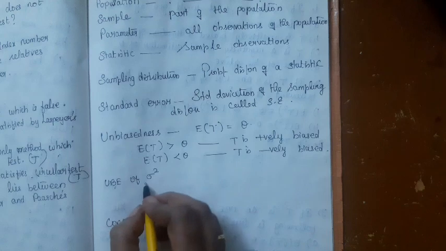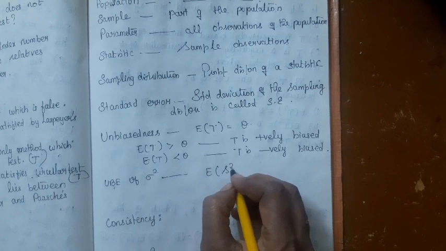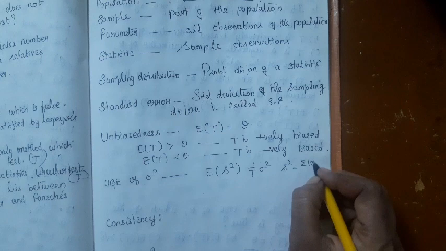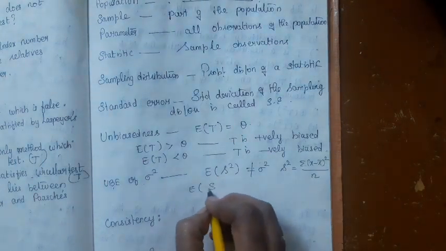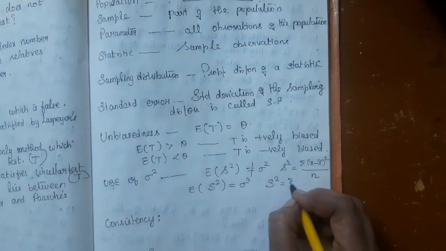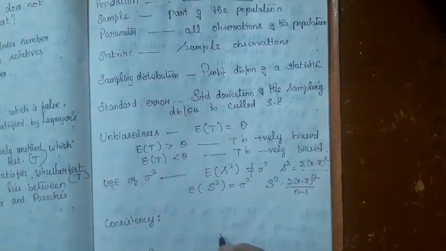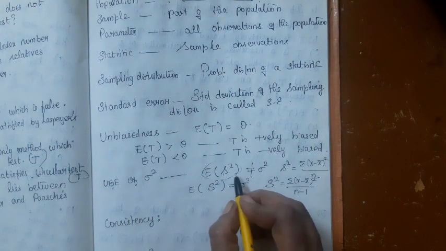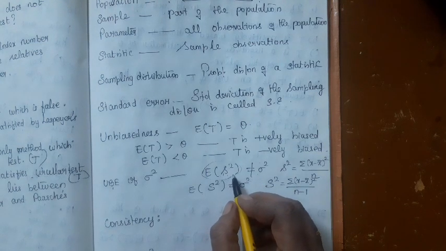And the unbiased estimator of sigma square. We know expectation of s square is not equal to sigma square, where s square is summation x minus x bar the whole square divided by n. But expectation of capital S square is equal to sigma square, where capital S square is the sample variance, summation x minus x bar the whole square by n minus 1. But the small s square is also asymptotically unbiased. It is basically biased, but when n tends to infinity, it becomes unbiased.